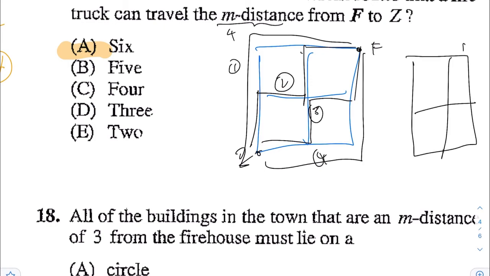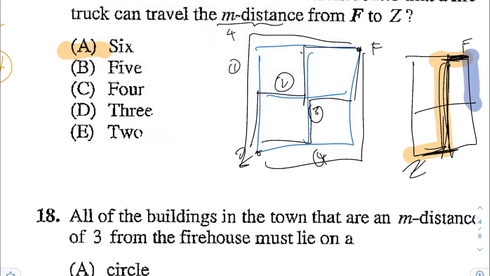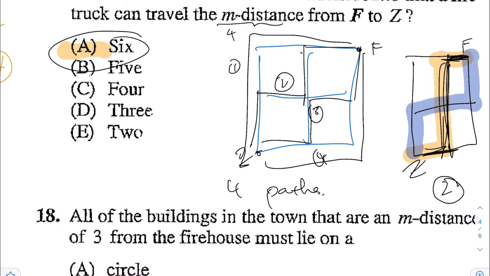Now, when you go to the left, you can go all the way down and then left. So here, you can go left, all the way down and then left. Or you can also go down, all the way to the left, and then down. So that's another 2 more for this L shape. So when you do 4 paths plus 2 paths, you will get choice A, 6.